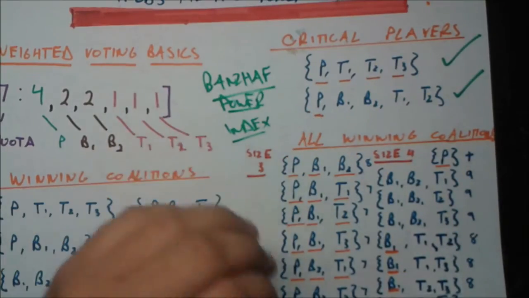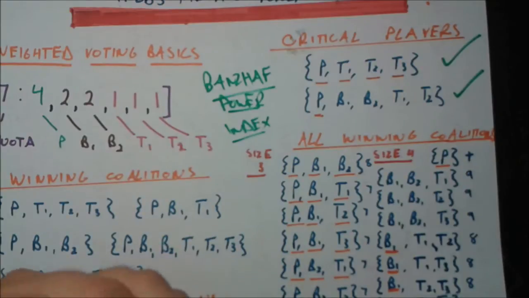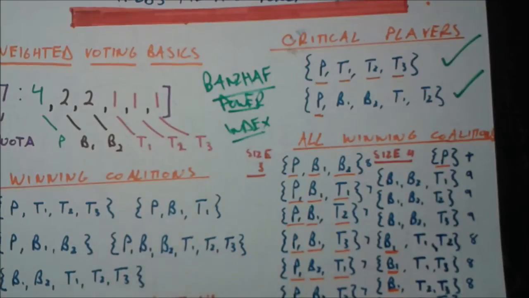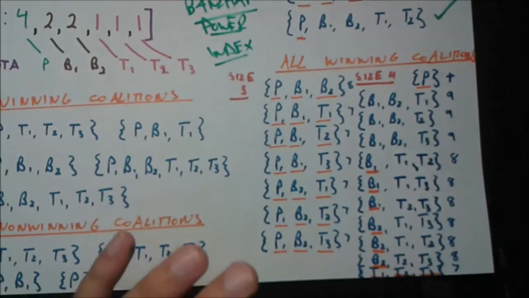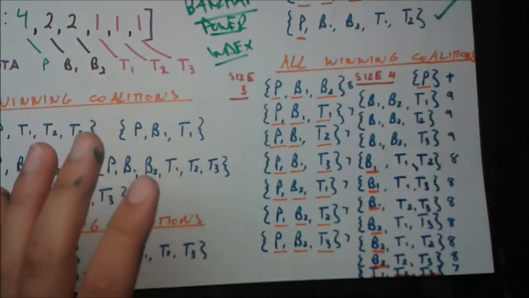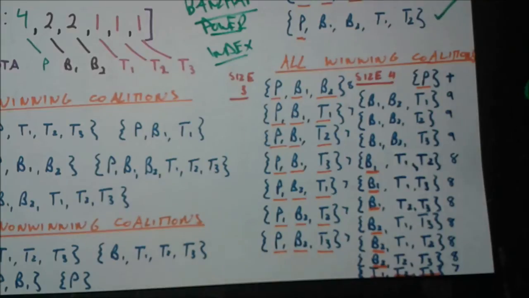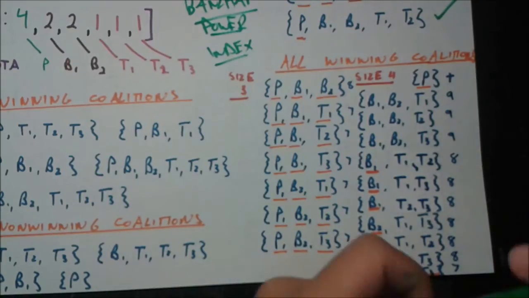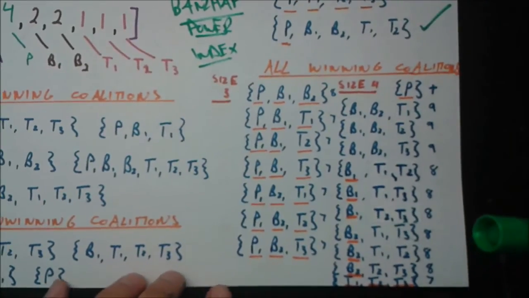So the Banzhaf Power Index relies on some players being more critical than others and their critical counts being higher. So let's see what that all means. First thing we want to do is write out all of the winning coalitions. This often seems like a daunting task, but in future videos, in fact, in the next video, we'll talk about how to make this more manageable. But for now, for the sake of this example, let's just write them all out.